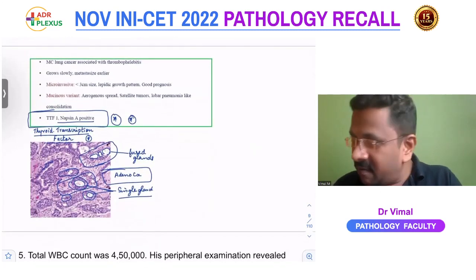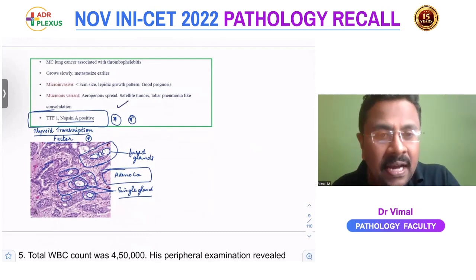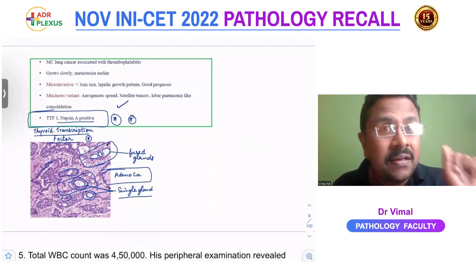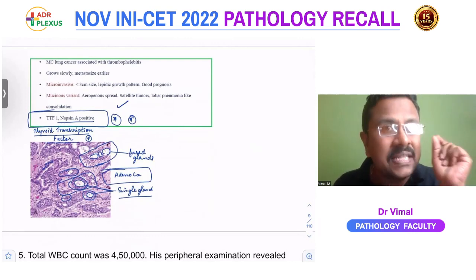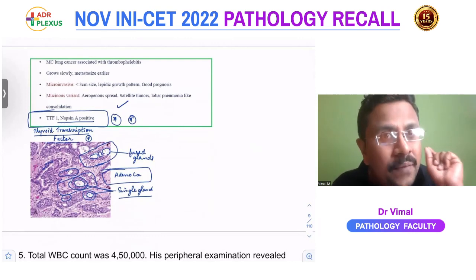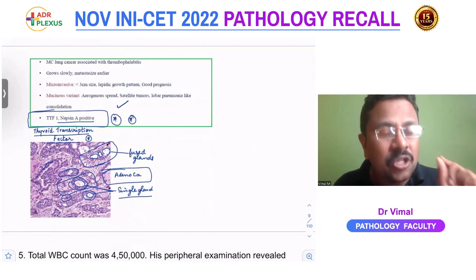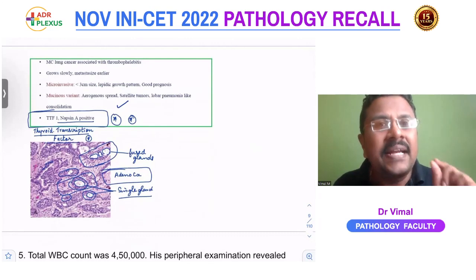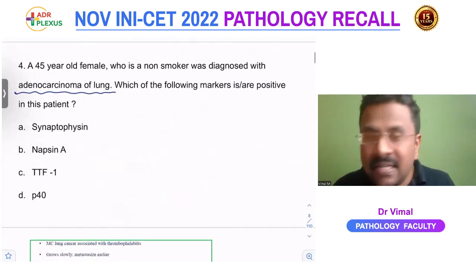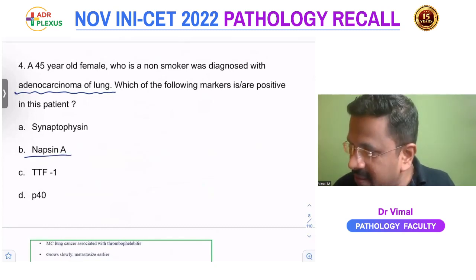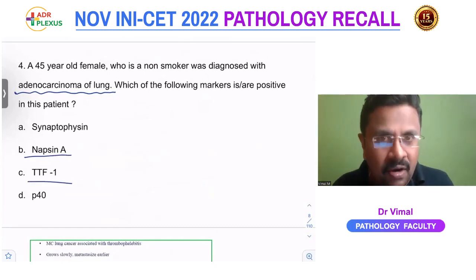Like you can see here, we have highlighted TTF1 and napsin A, and we have also told you TTF stands for thyroid transcription factor. This TTF marker is positive in thyroid tumors as well as in lung tumors. To make a diagnosis of adenocarcinoma of the lung, it is positive for TTF1 and napsin A. So as highlighted here, the answer is napsin A and TTF1.